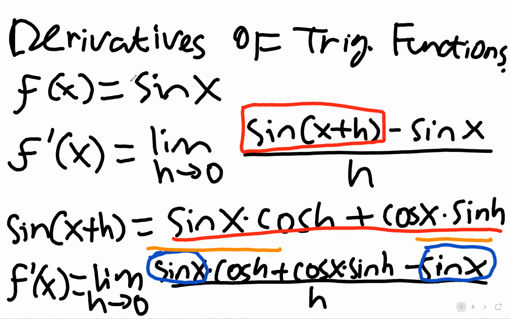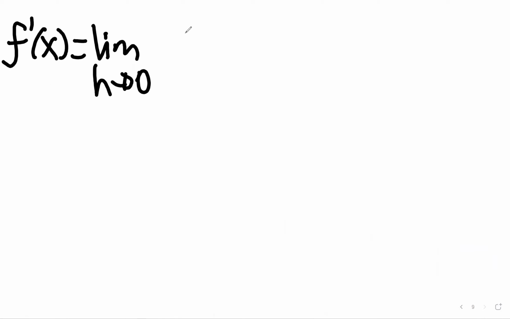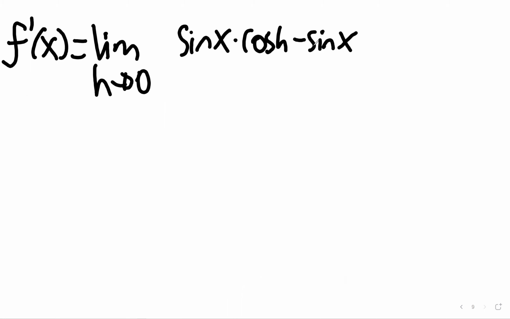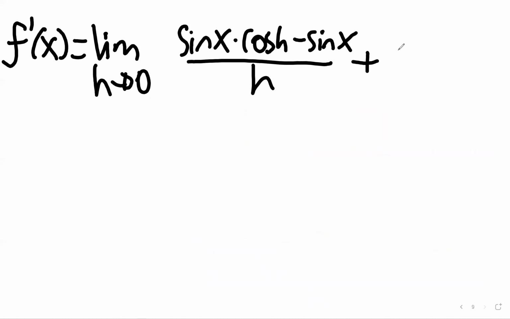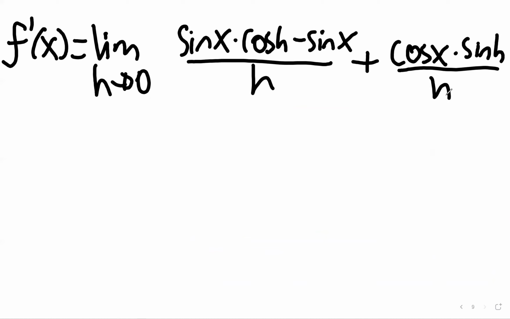So f prime of x equals the limit as h tends to 0 of, combining these two terms, sine x cosine of h minus sine of x over h. That's the first term. And then the second term is cosine of x sine h over h. Then I should simplify the first term. You'll see that we have sine of x, so we can pull sine of x outside.